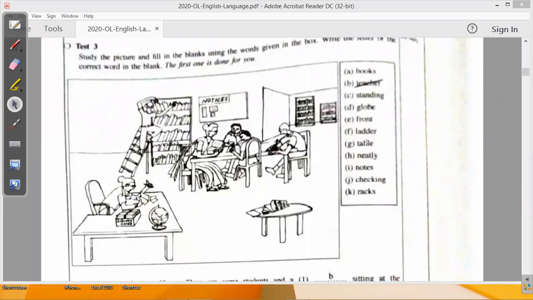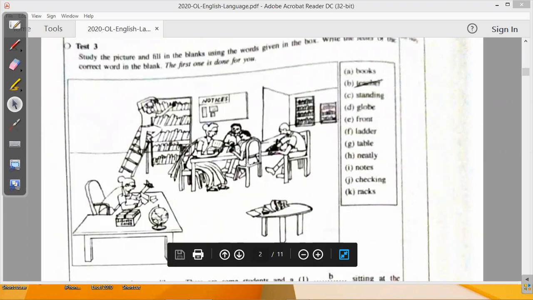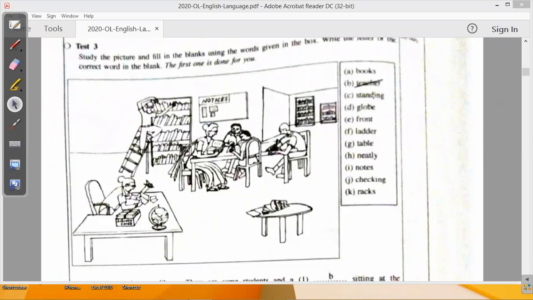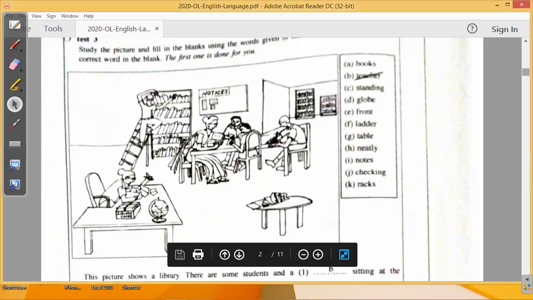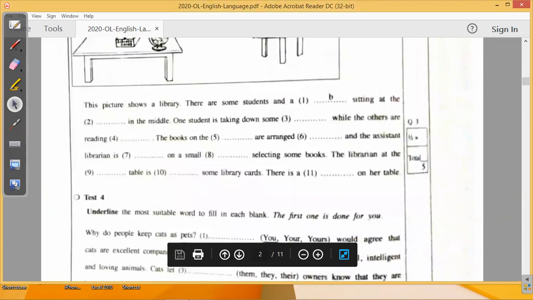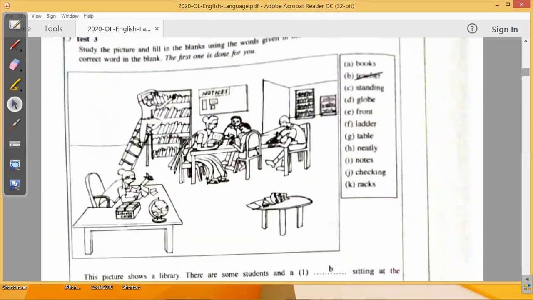Let's take a look at this. The question says, study the picture and fill in the blanks using the words given in the box, right? Now we need to take a look at this picture given on your exam paper and fill in the blanks using the words given. There are a few words given on the right hand side of the paper, and they are marked with letters, and then you need to fill these blanks with the letters, right? So that's the exercise that they have asked you to complete.